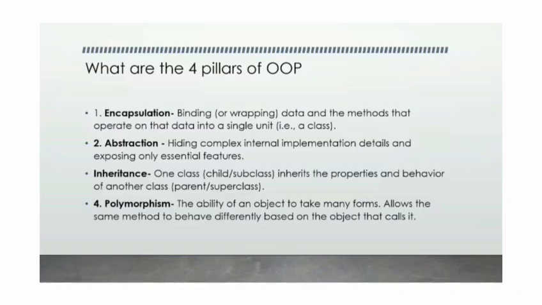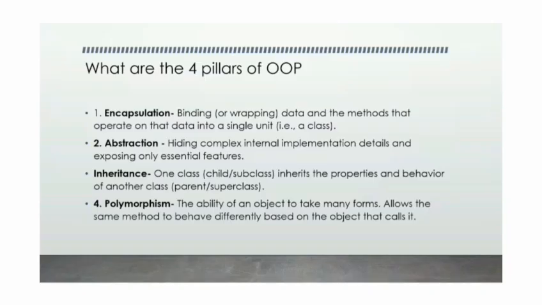Next one is abstraction. Abstraction is hiding complex behavior from the users. Hiding complex internal implementation details and exposing only the essential features to the user is called abstraction. Abstraction in Java can be achieved with the help of abstract classes and interfaces.